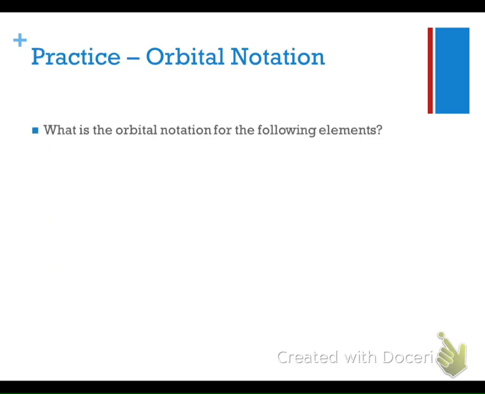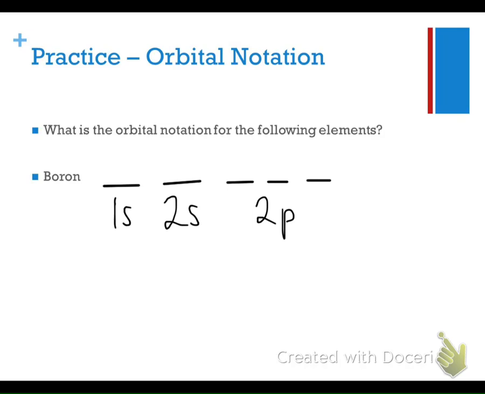Let's do some practice. What's the orbital notation for the following elements? Let's look at boron. So first what we do is we label our orbitals that we need to fill. What's the first orbital we have to fill? 1s. Next is 2s. Then this is 2p. Okay, does boron go any farther than that? No. Okay, so I'm going to put the electrons here in a different color.